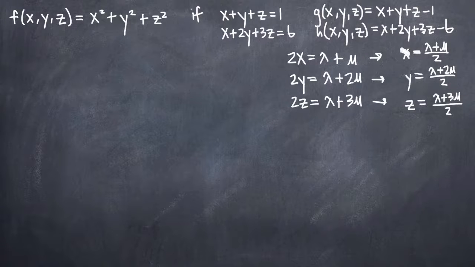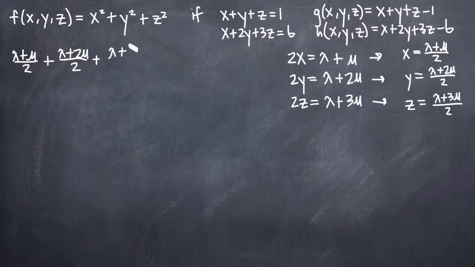So now that we have values for x, y, and z, we want to go ahead and plug them into our constraint equations. So x plus y plus z equals 1. We'll plug in the values for x, y, and z here and set that equal to 1. We'll do the same thing with our second constraint equation, but let's go ahead and plug it into the first constraint equation. So we'll get lambda plus mu over 2 for x, plus lambda plus 2 mu over 2 for y, plus lambda plus 3 mu over 2 for z, is equal to 1. Again, we just plugged in x, y, and z into our first constraint equation.